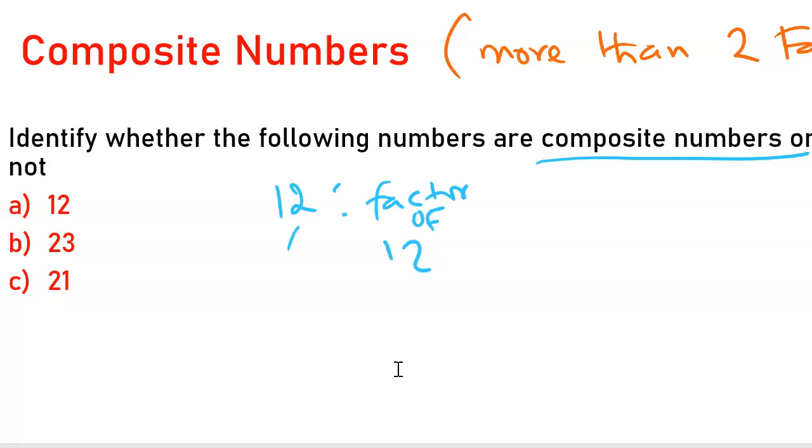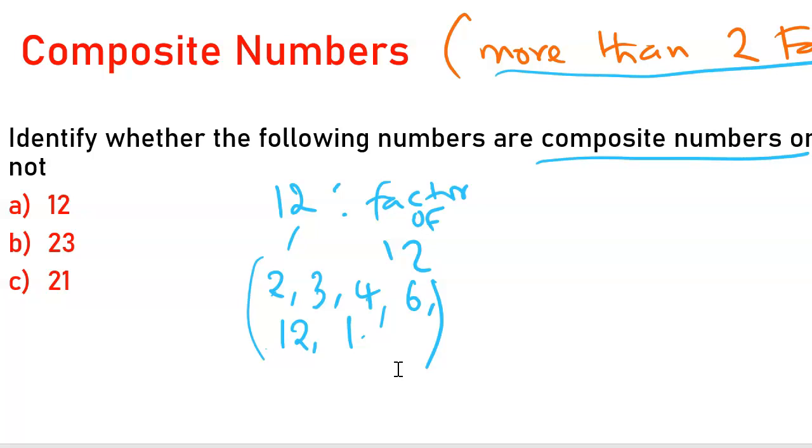12 is divisible by 2. 12 is also divisible by 3. 12 is also divisible by 4. 12 is also divisible by 6. And 12 is divisible by itself, which is 12. It's also divisible by 1. So in this case, the factors of 12 are 2, 3, 4, 6, 12, and 1. And that is how many factors? 1, 2, 3, 4, 5, 6. So because it has more than 2 factors, 12 is a composite number, and it is not a prime number.